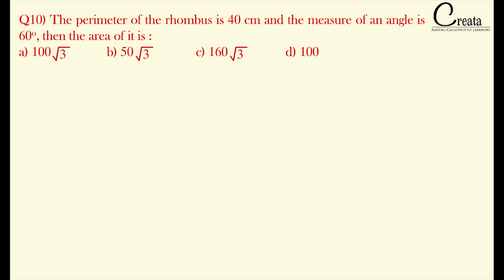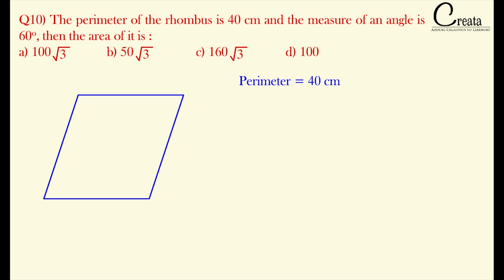This question is talking about a rhombus. So let's take a rhombus. The perimeter of this rhombus is given as 40 centimeter. And we know what is rhombus. Rhombus is a type of parallelogram which is having all the sides as equal to each other. And what is perimeter? Perimeter is the total length of the boundary of the figure. For this rhombus, the perimeter will be the sum of total length of all the sides of this rhombus.